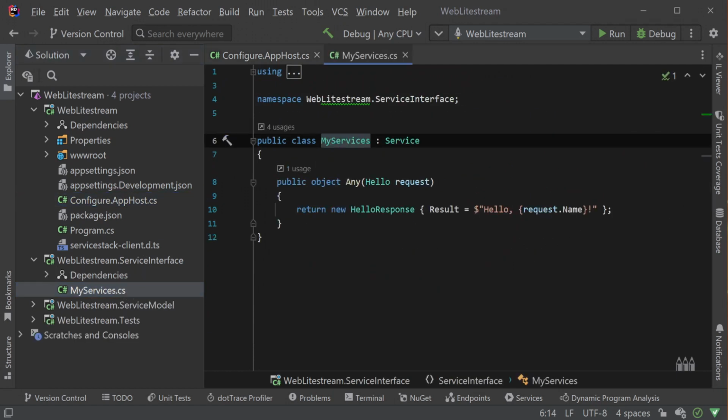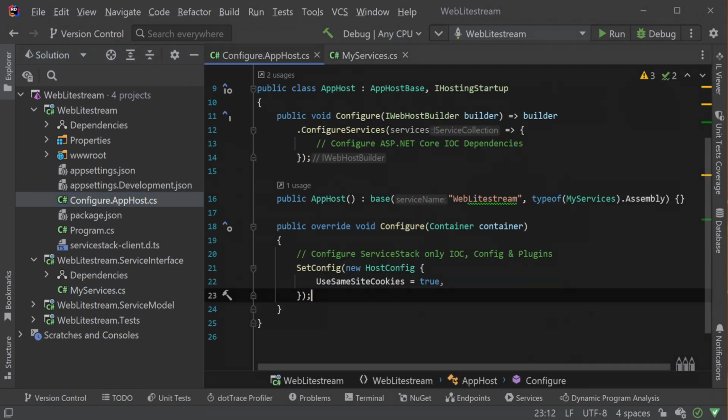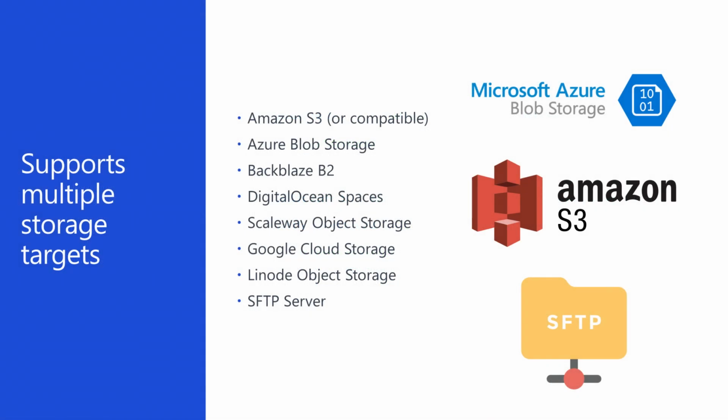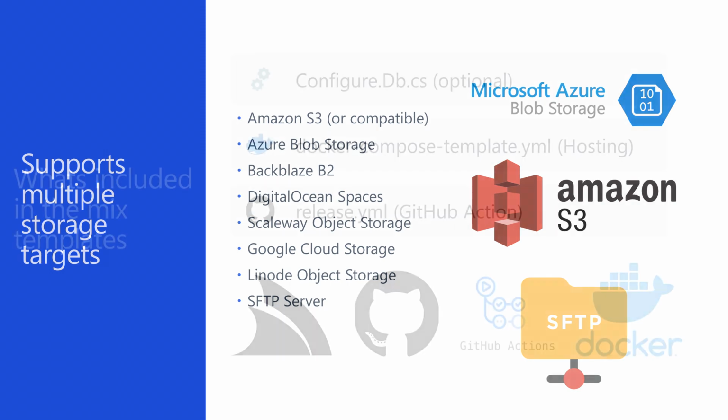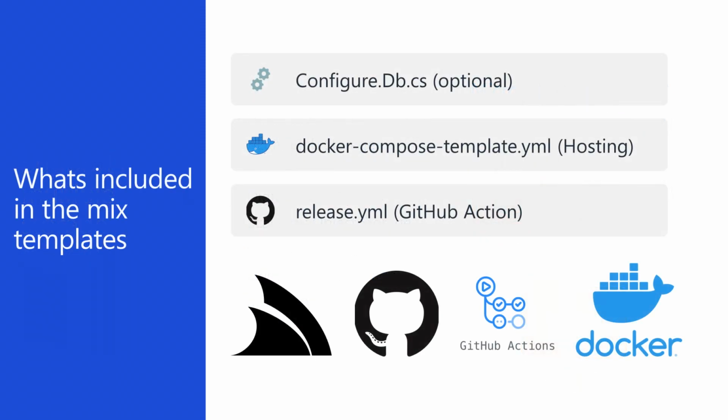Since Lightstream is a tool for SQLite that persists data to various storage solutions, we've made multiple versions of a mix template where you can mix everything you need to set up Lightstream with specific storage providers such as AWS S3, Azure Blob Storage, and SFTP, which includes automated deployment using GitHub Actions. Each mix template contains 3 main files and installs the ormlite.SQLite dependency needed to integrate with SQLite. Those 3 files are the optional configure.db.cs file, a Docker Compose template, and a GitHub Actions workflow.